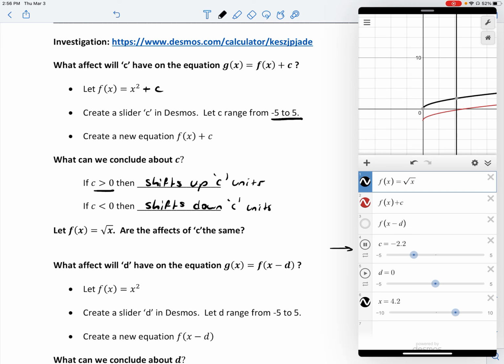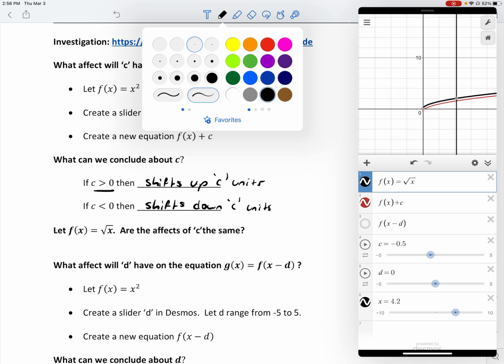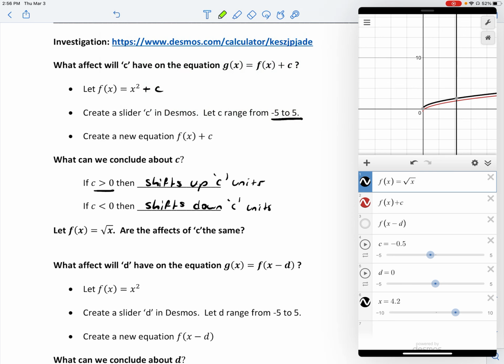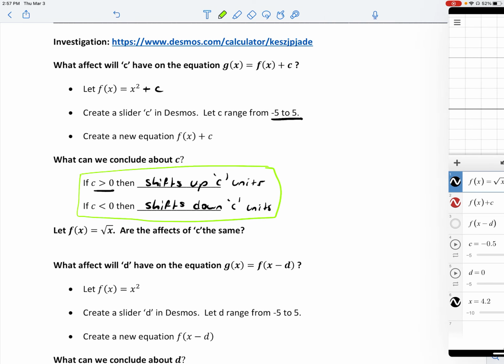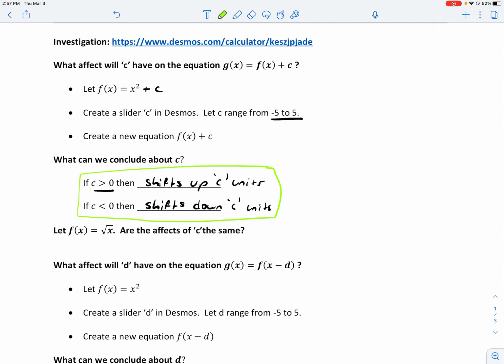If C is negative, it goes down. If C is positive, it goes up. So notice we just kind of discovered something about functions and some transformations. So this rule is true. What we've concluded here is actually true no matter what. For any function, that's true no matter what. And notice C only affects the graph vertically. We call these vertical translations.